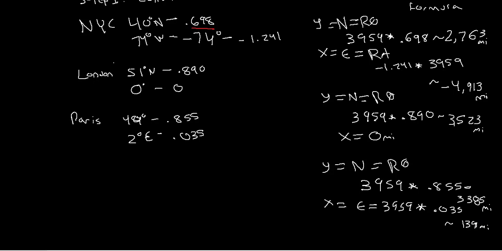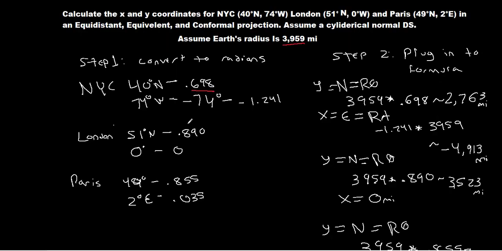So hopefully that makes sense. I'm actually going to stop the video here, and in the next video we're going to go through calculating the same three locations in an equivalent projection. This is probably the easiest one of the formulas to follow. So if you have any questions, please reach out. Thank you.